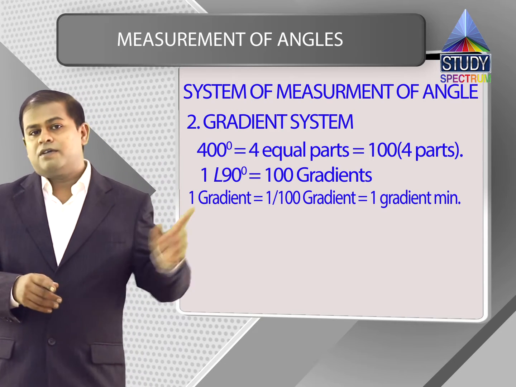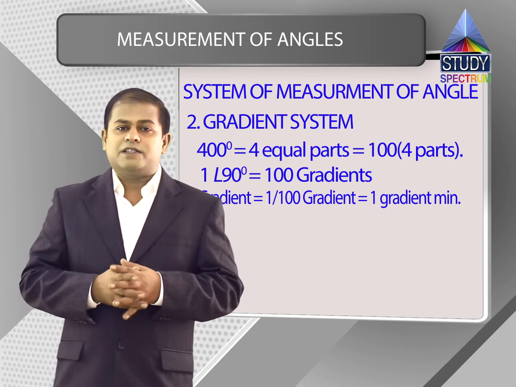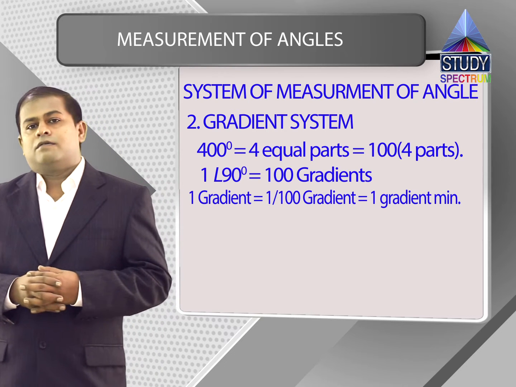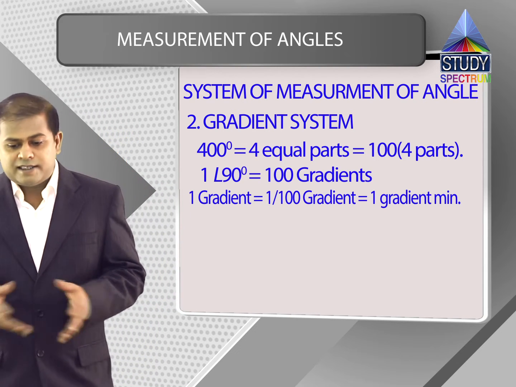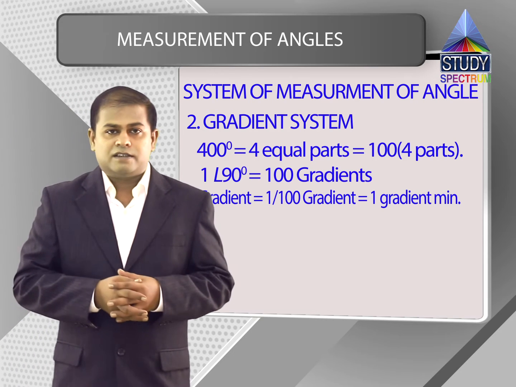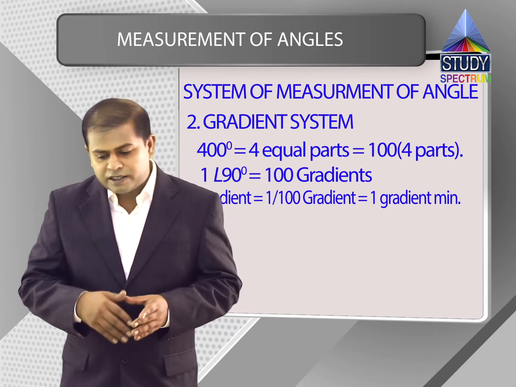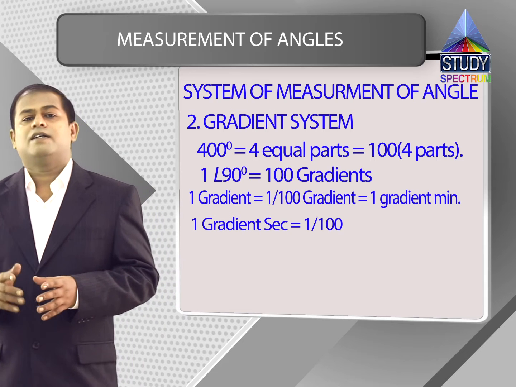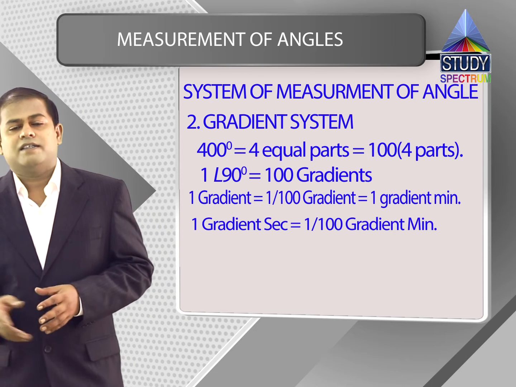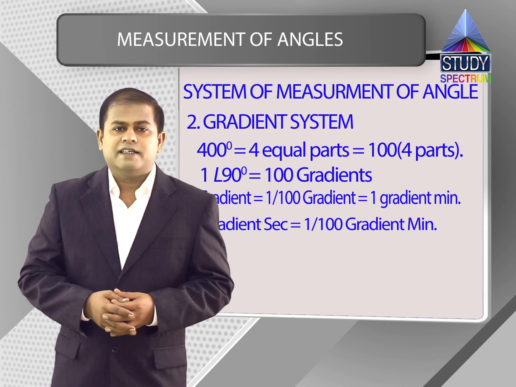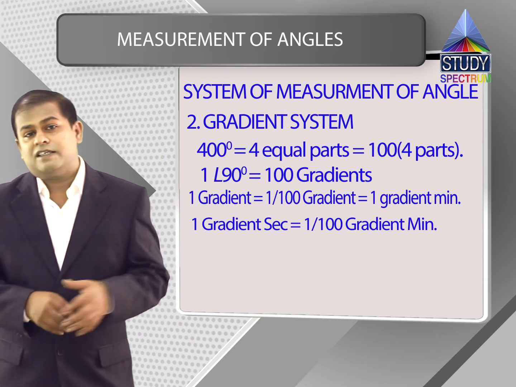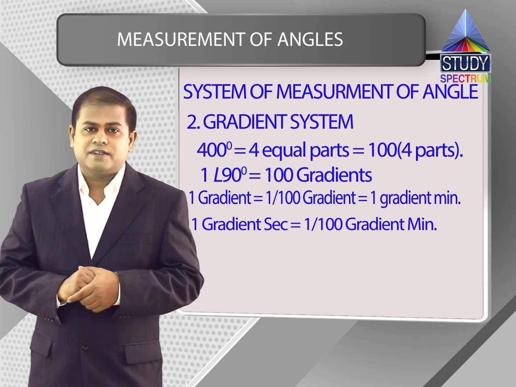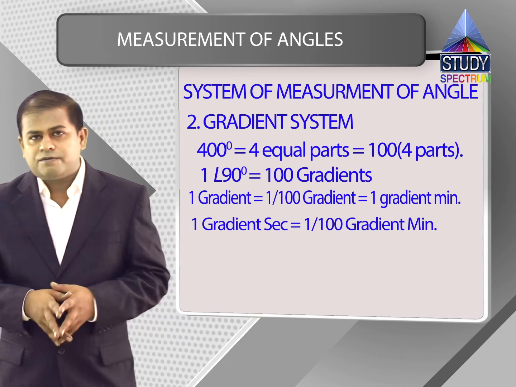This minute is different from the one we have studied in the sexagesimal system. Then once again, if there is an angle of measure lesser than 1 minute, then what? So they divided 1 minute further into 100 equal parts and one part they called 1 gradient second. Once again, this second is different from the second we have seen in the sexagesimal system, right? So this is the summary of the gradient system.